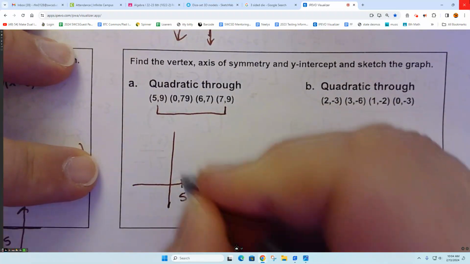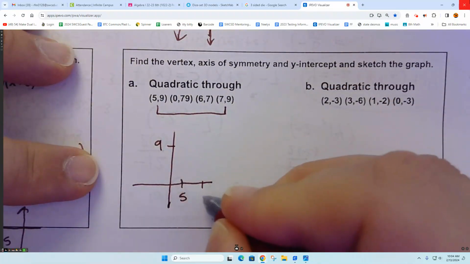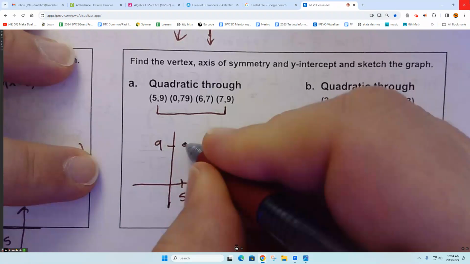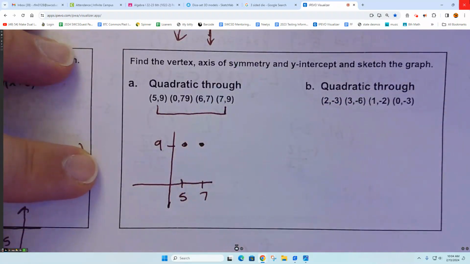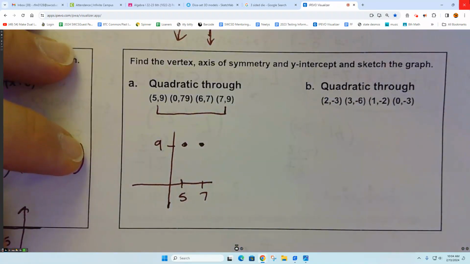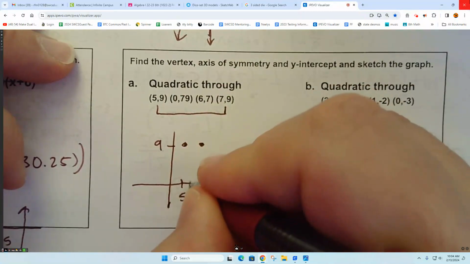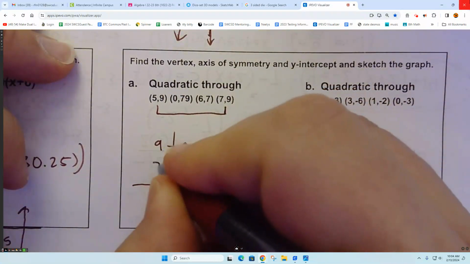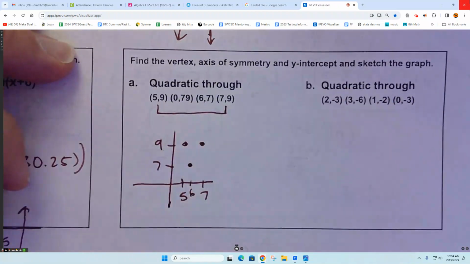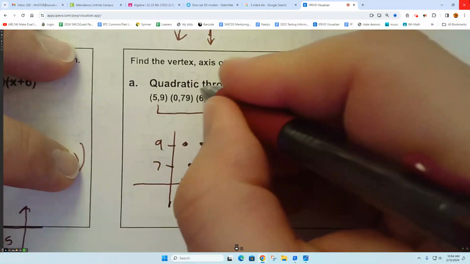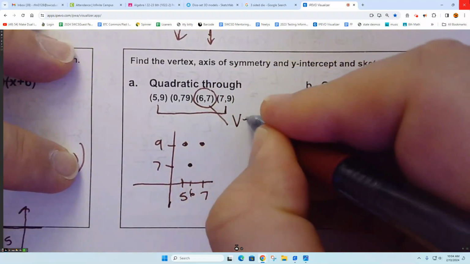If I say that this is 5, 9, and we say that this is 7, 9, right? Those are the same points. Where does the vertex have to fall? In the middle. What's in the middle of 5 and 7? 6. So 6, 7 has to be in the middle. Meaning, this has to be the vertex.